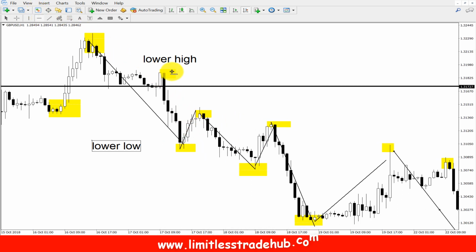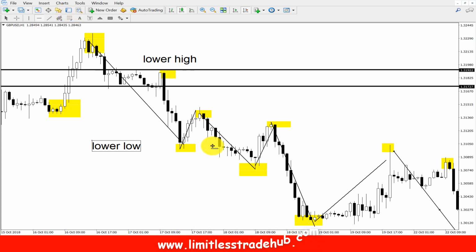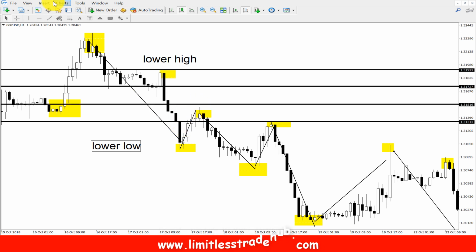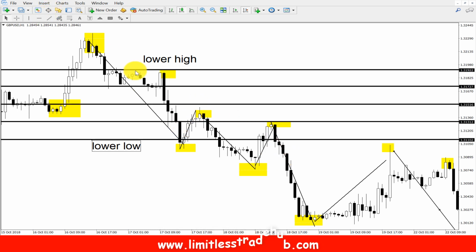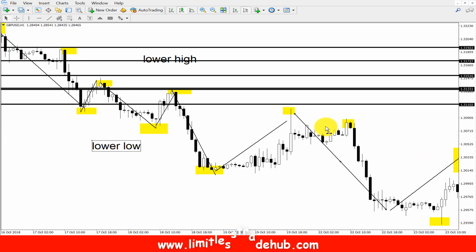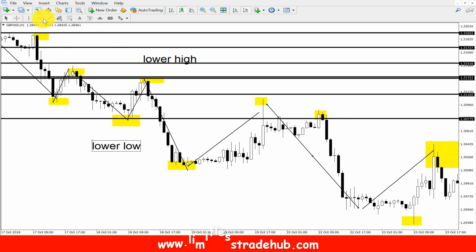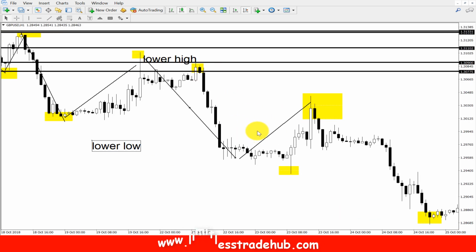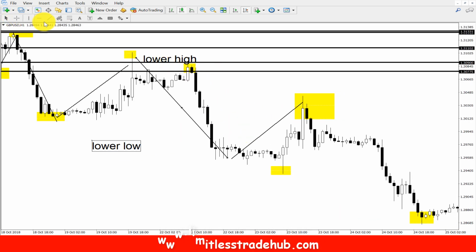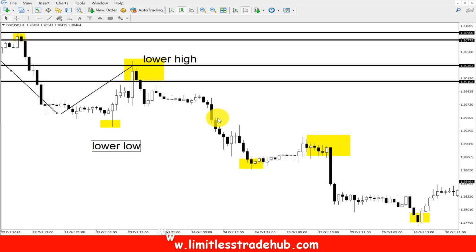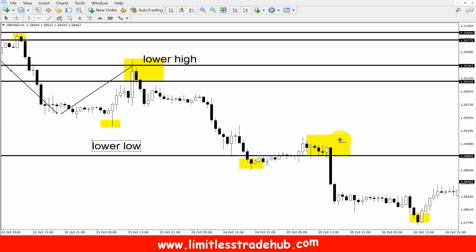If we sell here, we put our stop loss here. We sell here and put our stop loss here. We sell here, put our stop loss here. Again, we sell here, put our stop loss here. One more time, we sell here and put our stop loss here.